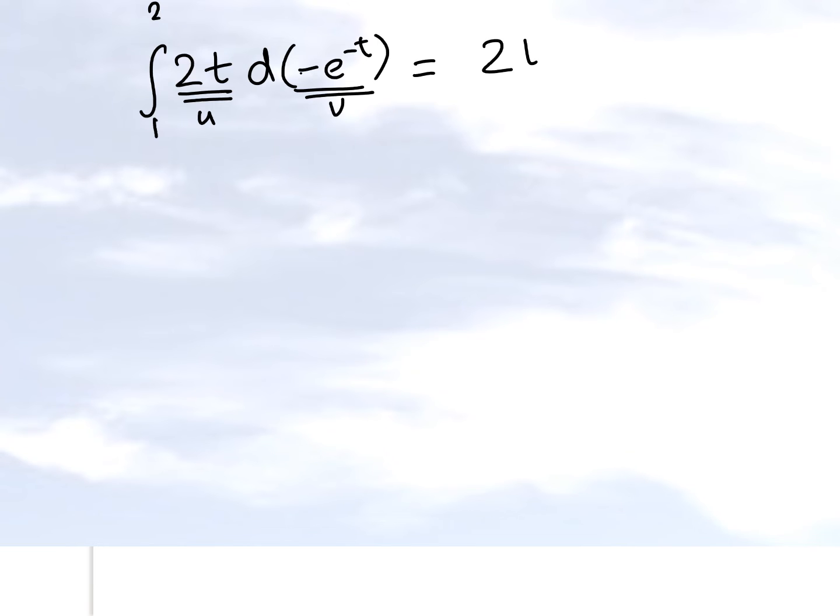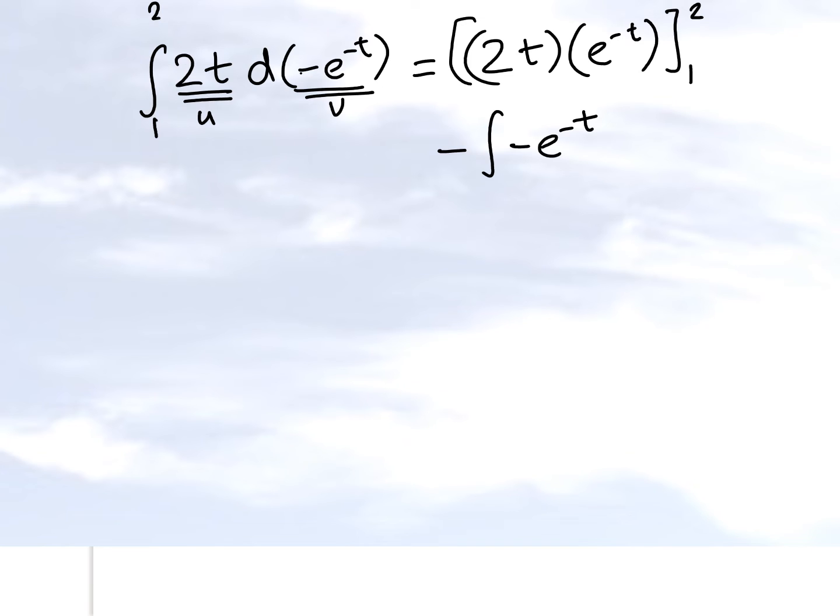So what we have is the integral from 1 to 2 of 2t d of minus e to the power minus t. As we said, this is our u and this is our v. So that'll be u times v, which will be 2t times minus e to the power minus t, with limits from 1 to 2, minus the integral of v du. So v is minus e to the power minus t, and du is the derivative of u, which is 2 dt, from 1 to 2. So what that gives me is a minus here, because that's the value of v.